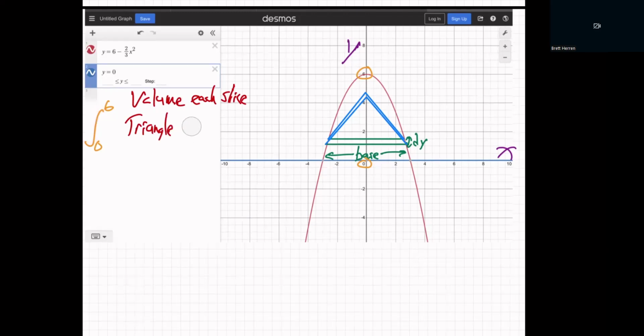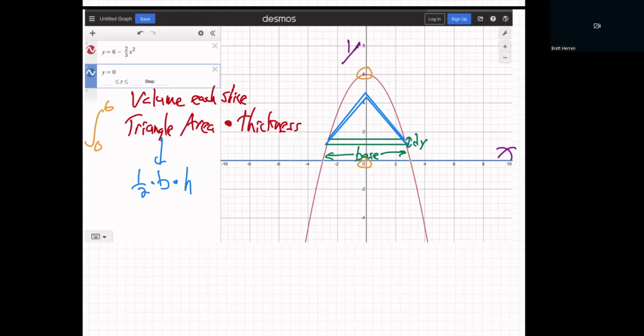It's triangle area times the thickness of the slice. So what's the formula for the area of a triangle? I hope you know that it's a half times the base times the height.